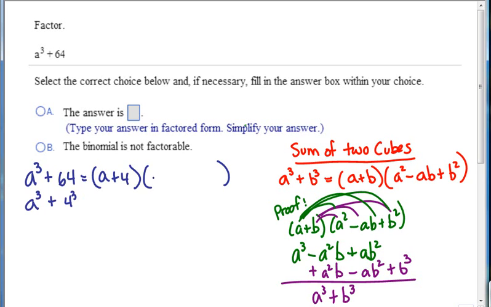So then I'm going to square the first term, put it here. In the middle, I'm just going to multiply the two together with a minus sign. And then finally, I'm going to square the last term. And by the way, that is the answer.